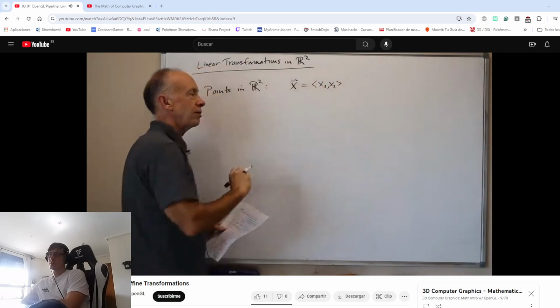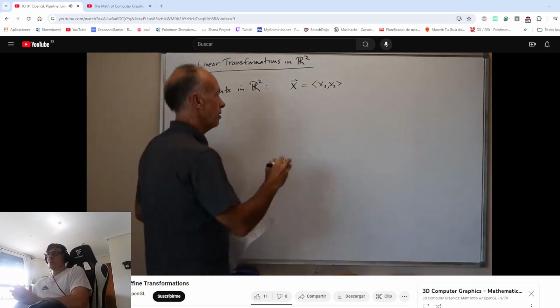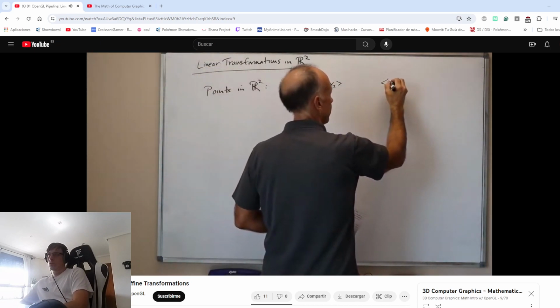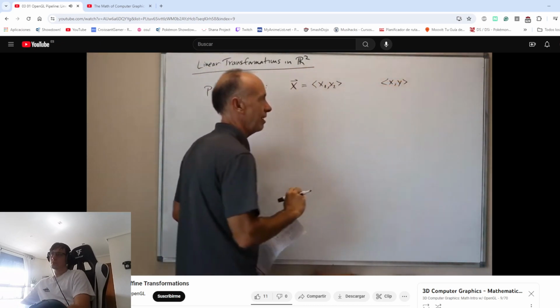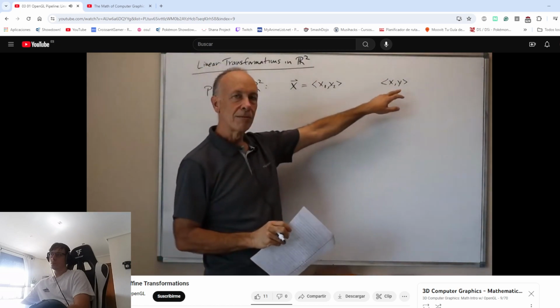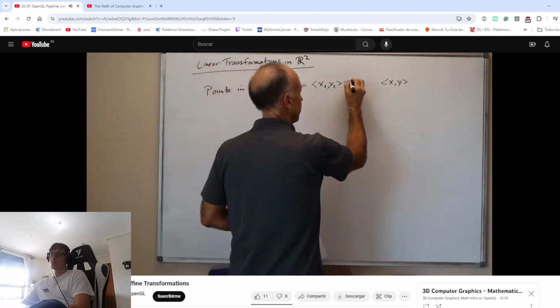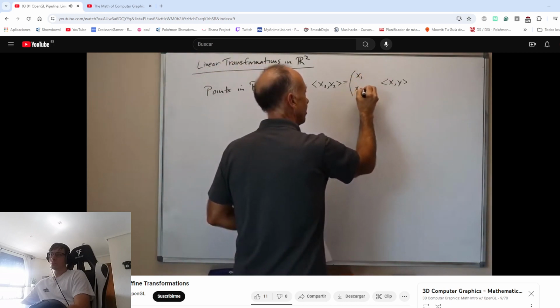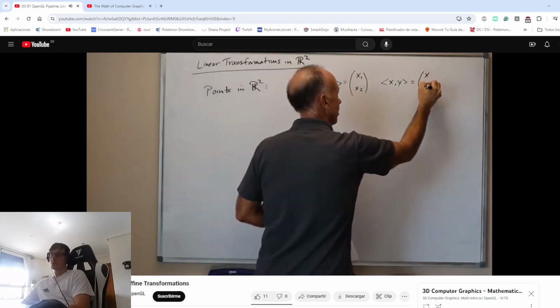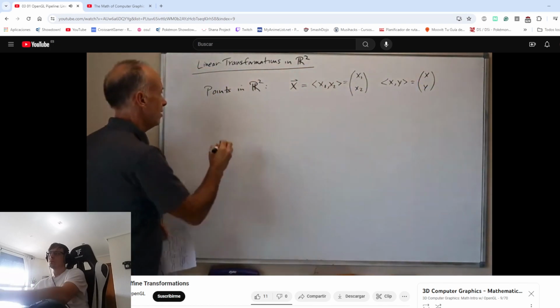X1, X2. X1 is the so-called X coordinate, X2 is the Y coordinate. We might also write it as X, Y, that's a different X, not boldface. X and Y here are now scalars. This is the X component of the point and the Y component of the point. And these are really viewed as column vectors. So strictly speaking, this means the column vector X1, X2, and this means the column vector X, Y. So points are column vectors.